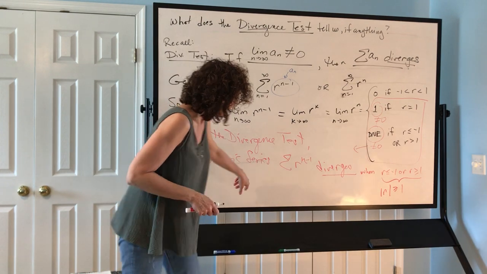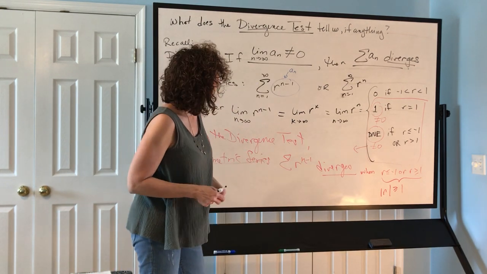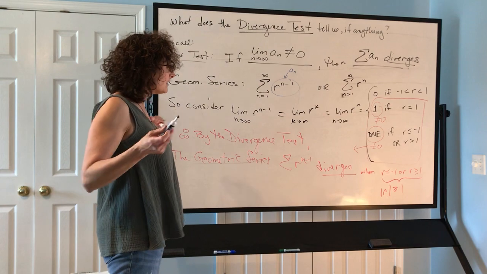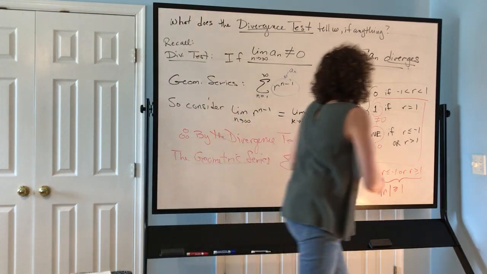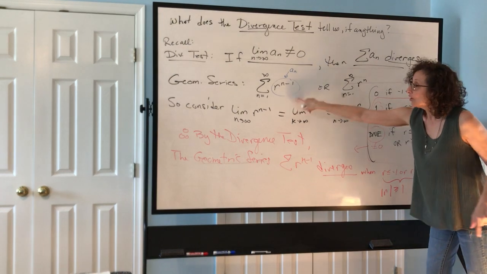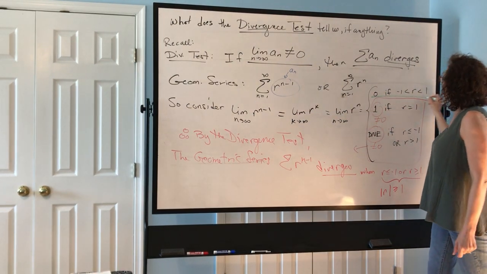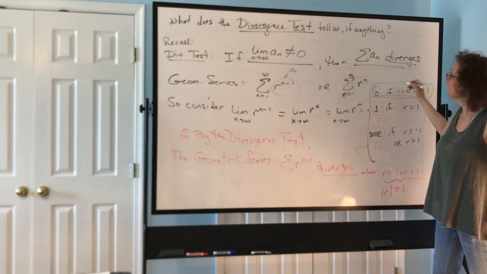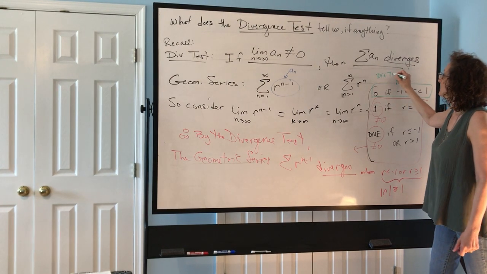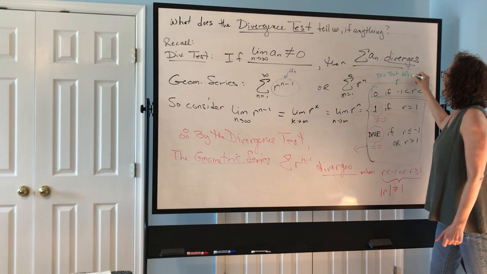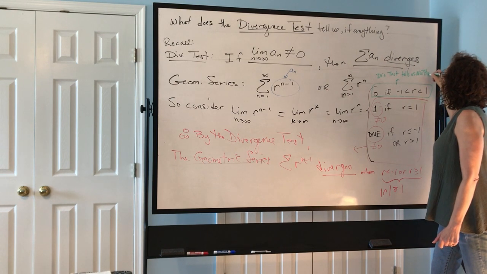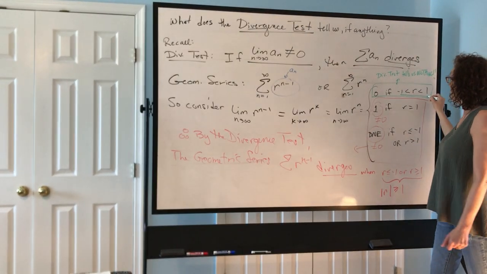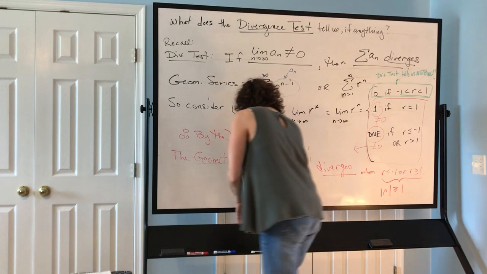The geometric series sum r to the n minus 1 diverges when the absolute value of r is greater than or equal to 1. Okay, so that just leaves us with what? The limit of the nth term of the geometric series is 0 when r is between -1 and 1. What does the divergence test tell us in this case? Divergence test tells us nothing, because the limit is 0. So this is the only case we now have to explore. So let's do that.